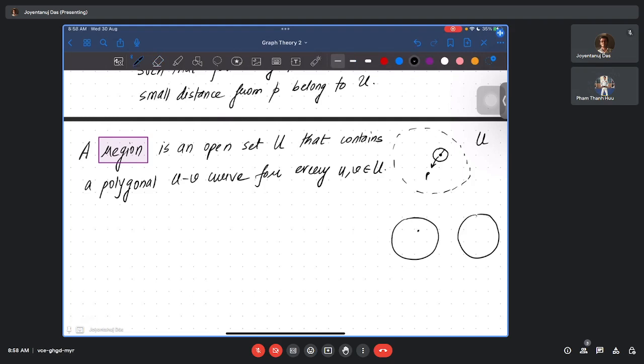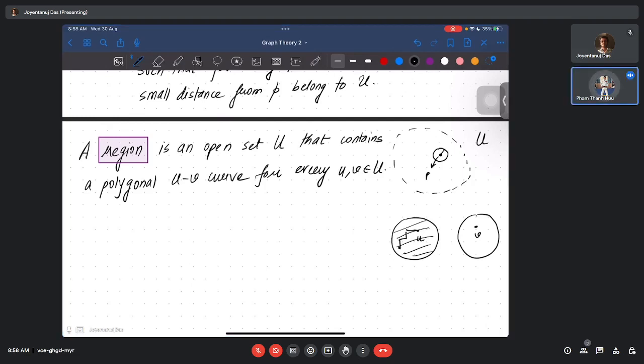Because from here, if I choose one point, and here if I choose one point, there is no polygonal curve between U and V, because they are in two disjoint parts, right? So we'll call it a region. This part can act as a region individually, because between any two points, I can draw a polygonal curve between those two endpoints, right? So that is a region.